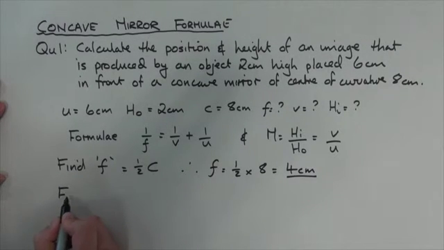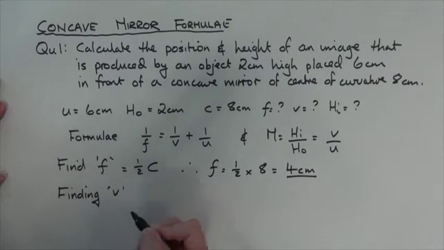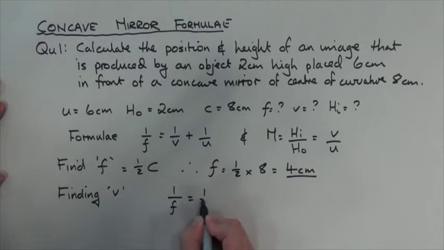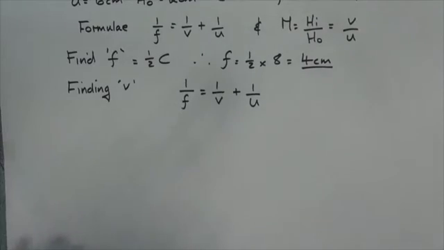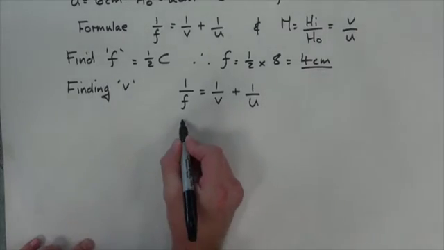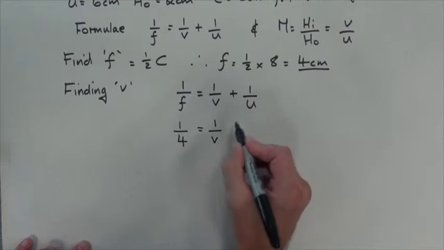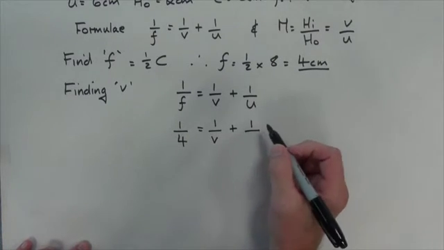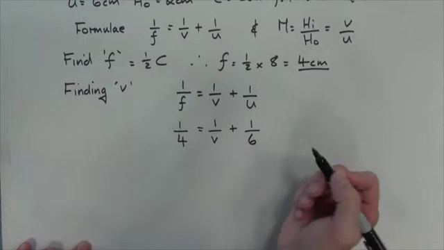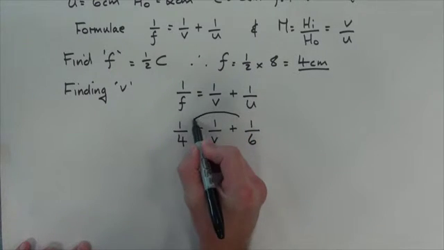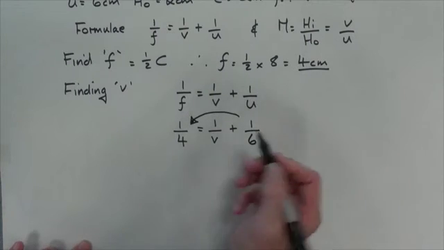What we're going to be using is the inverse formula, made up of 1 over f equals 1 over the distance of the image from the mirror plus 1 over the distance of the object from the mirror. Now we know our focal point is 4 centimeters. We also know the distance of our object, so we'll put that information in. Now we're going to take the 1 over 6 and pull it to the other side to put v on its own.